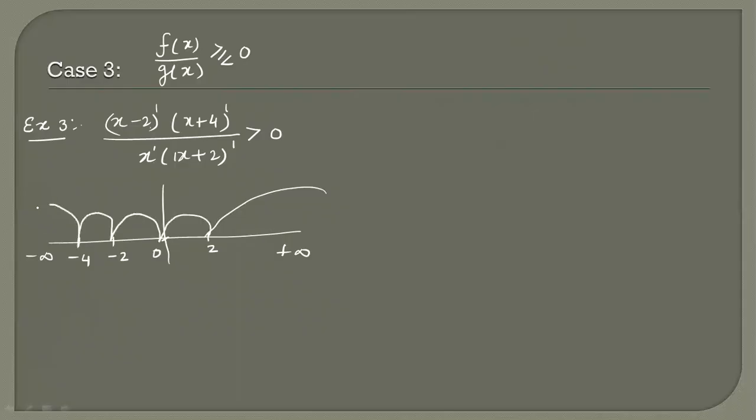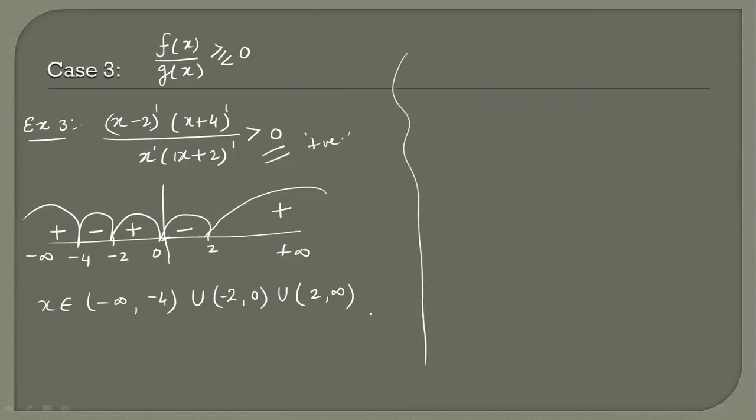So move across all points. It will be plus from the right side, then alternate minus, plus, minus, plus. You are interested in greater than 0, which means you are interested in positive. And you can see it is strictly greater than, so we have to use open intervals. And x will belong to minus infinity to minus 4, union minus 2 to 0, union 2 to infinity. It is similar to case 1 and case 2, but here I have a trick, or problem, also.